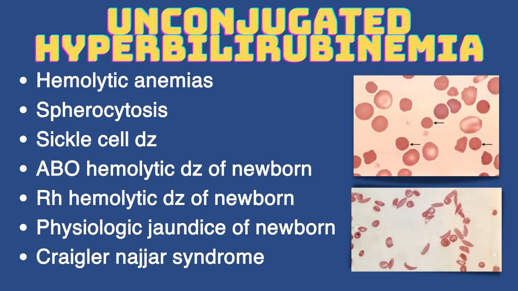So we know that we can get an unconjugated bilirubin increase because we're breaking down more red blood cells. We know we can get it because there are problems with the conjugating enzymes. They're either too immature or they're missing. Crigler-Najjar syndrome. So either we're making too much because we're breaking too many RBCs down, or we have a problem with the conjugating enzymes. That would be like little babies with physiologic jaundice of the newborn, also breast milk jaundice, okay? Or rare diseases where we're deficient in the enzyme, called Crigler-Najjar, okay?